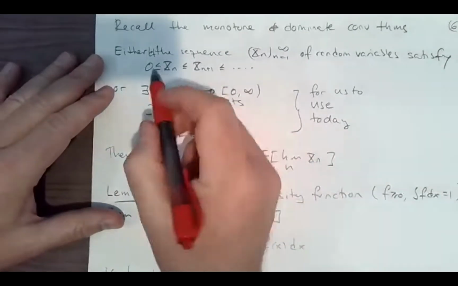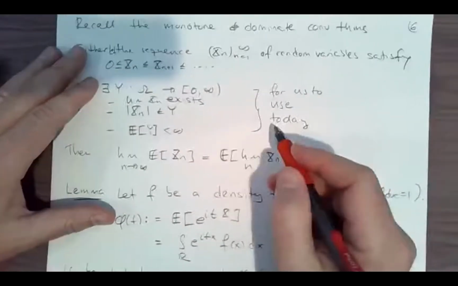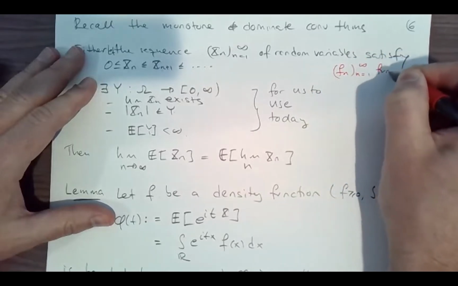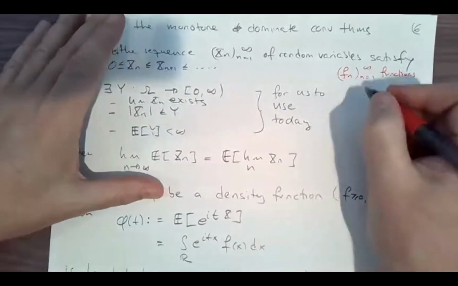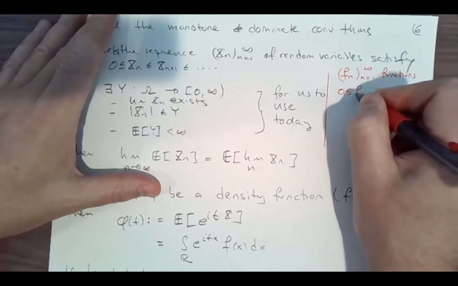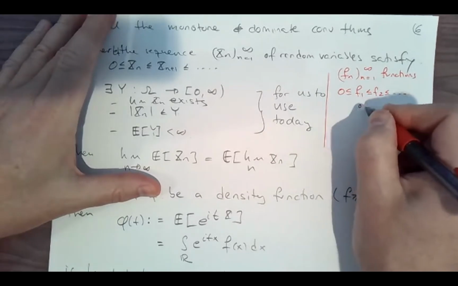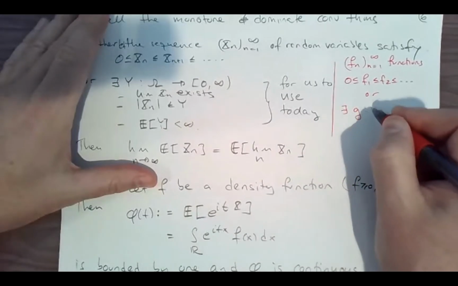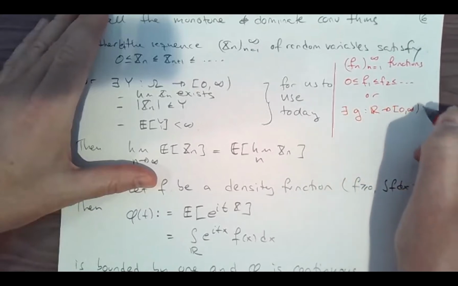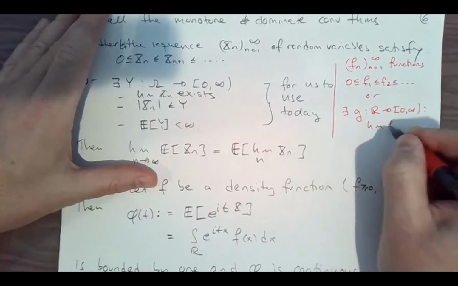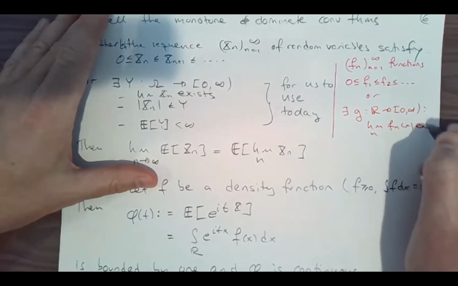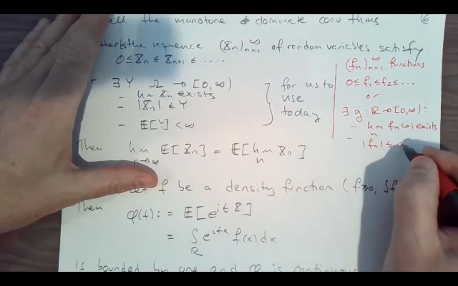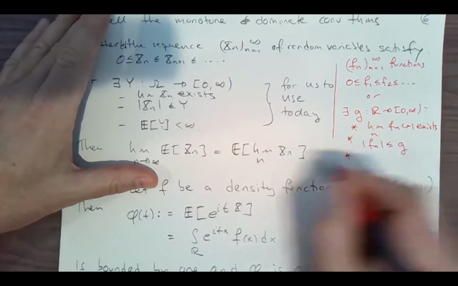You could also have, here, a sequence of random variables that will satisfy this. You could also have a sequence of functions. These could be functions that are monotone, or there could exist a function g, positive, from R to R, such that I need the limit of f_n of x to exist, I need the absolute value of f_n to be bounded by g, and then I need g to be integrable.